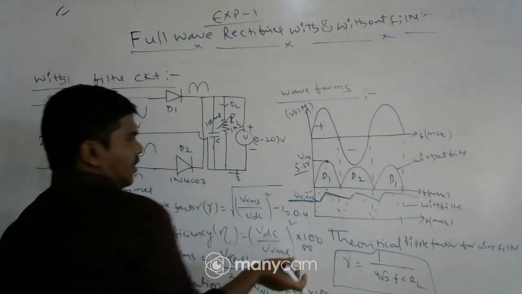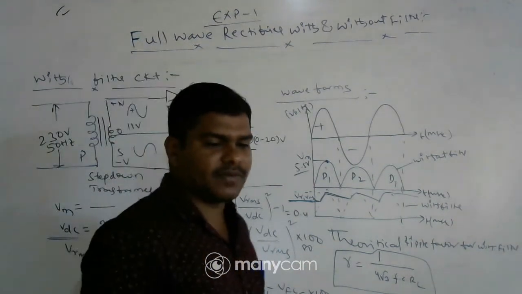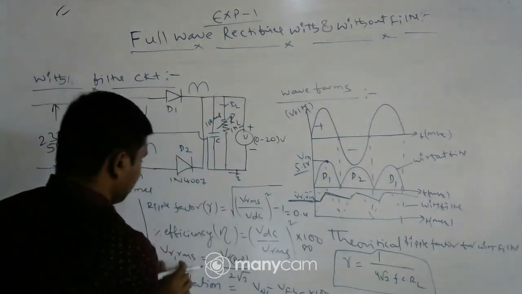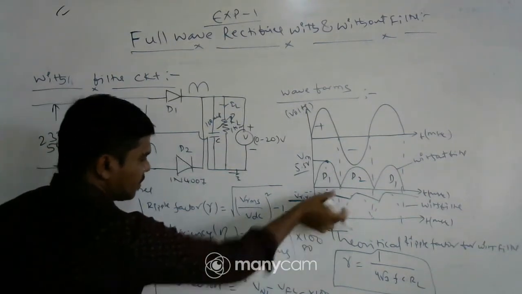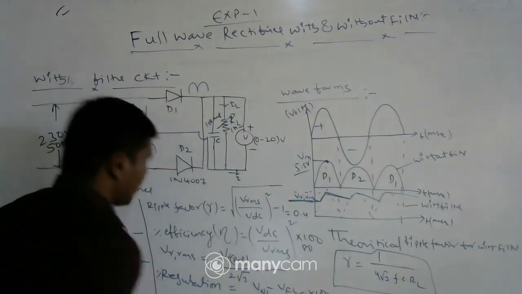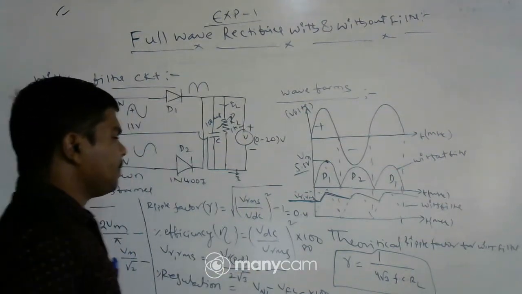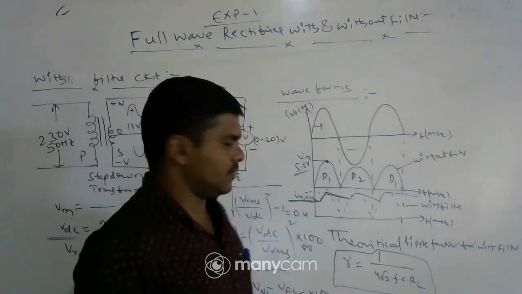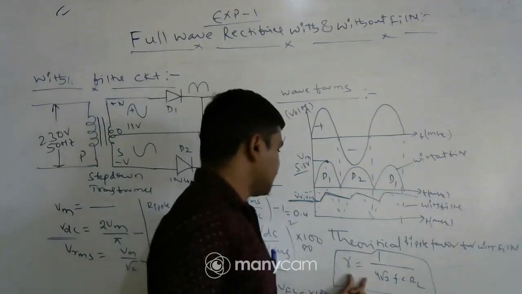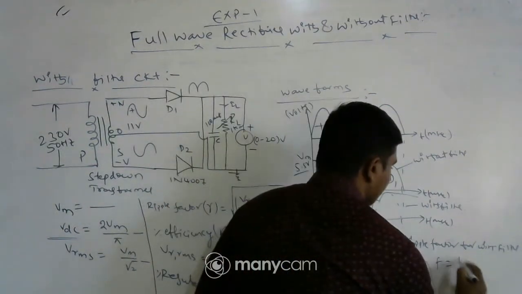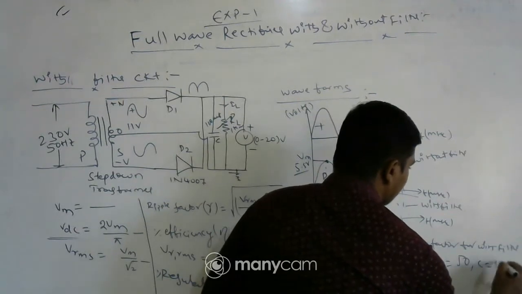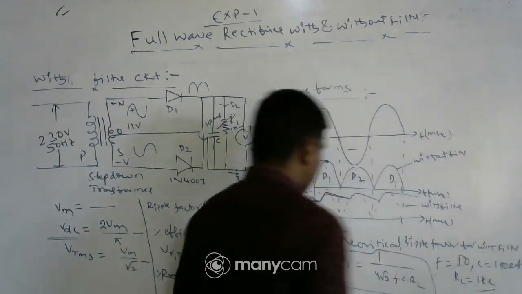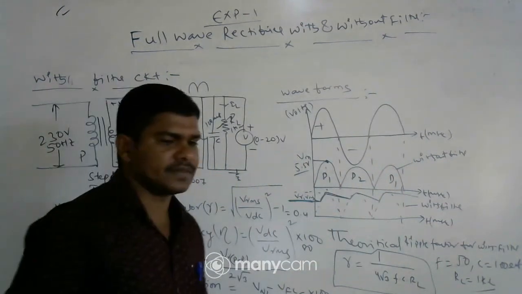So after connecting the filter section, what is the ripple factor? That we have to find out. Take this amplitude and substitute here for VRMS, and you will get the VRMS value. And this one is the theoretical ripple factor. Here f is 50 hertz, C is 100 microfarad, and RL is 1 kilo ohm. You will get the theoretical ripple factor for this.